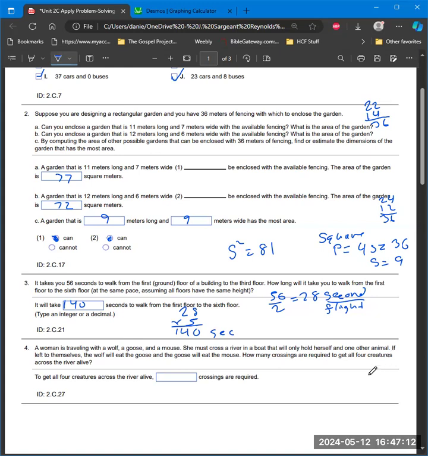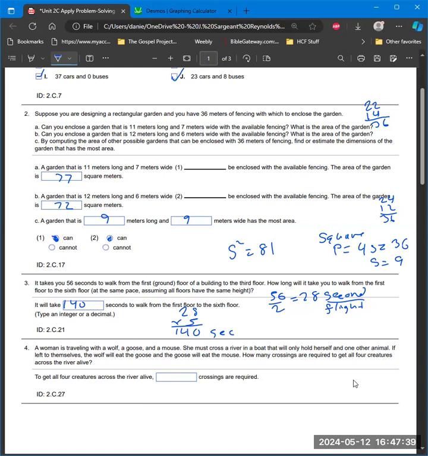A woman is traveling with a wolf, a goose, and a mouse. She must cross a river in a boat that will only hold herself and one other animal. If left to themselves, the wolf will eat the goose and the goose will eat the mouse. How many crossings are required for all 4 creatures, that includes a woman, to get across the river?